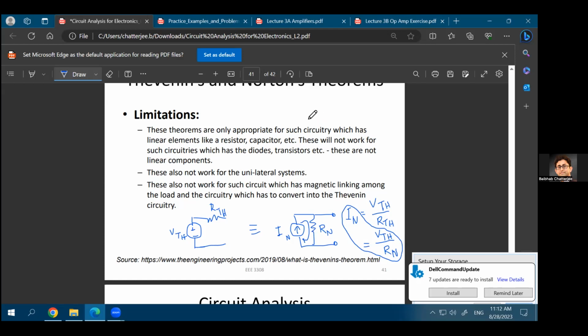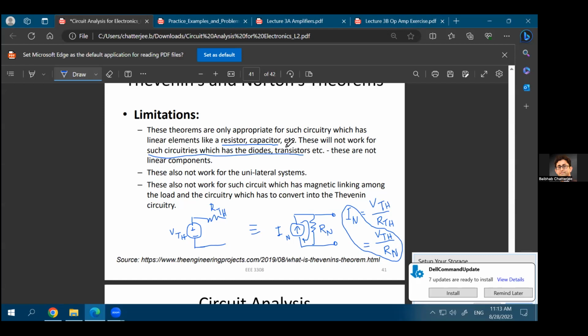All right. Now there are a few limitations of Thevenin and Norton. First of all, these are only applicable to resistors, capacitors, voltage sources, current sources, etc. But they are not applicable for more complex or higher order circuits such as diodes and transistors that we'll learn later in this course. And that's why the Thevenin and Norton equivalency is usually applied when you have a linear network that consists of resistors, capacitors, inductors, voltage and current sources.